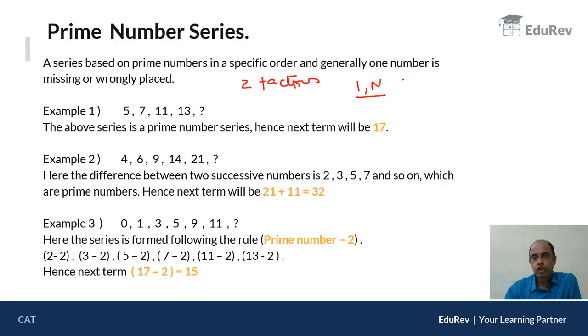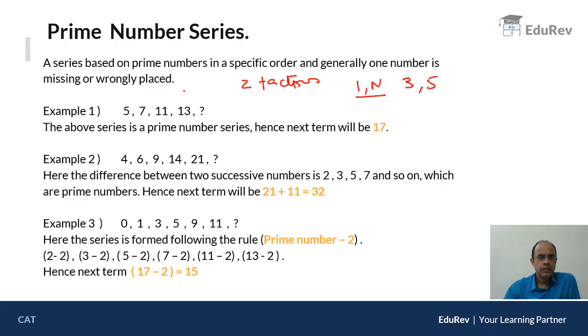For example, if I say 3, now 3 is divisible by 1 and 3. 5 is divisible by 1 and 5. So such type of numbers are said to be prime numbers. Now, for prime numbers, 2 is the only even prime number. Rest all prime numbers are odd. Fine. Now, a series based on prime numbers in a specific order, and generally one number is either missing or wrongly placed, is said to be a prime number series.